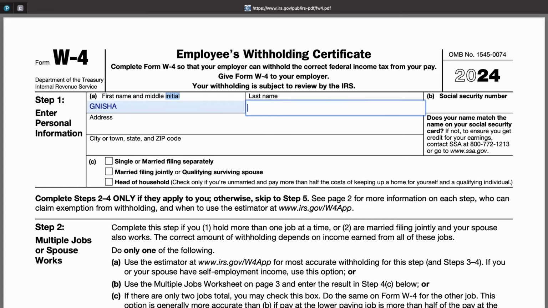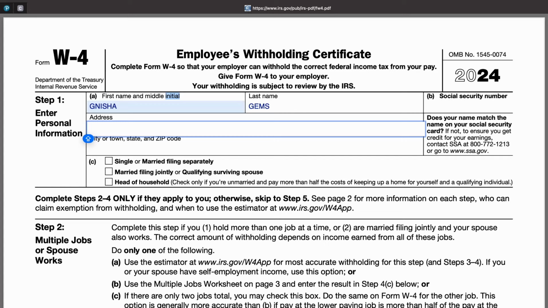This here, I'm just going to be using some information. Really, that's my name, but we're going to just be using some made up information. But step one is the easiest part because you are literally saying who you are: your first name, your middle initial, and your last name, your address, your social security number, the normal things.